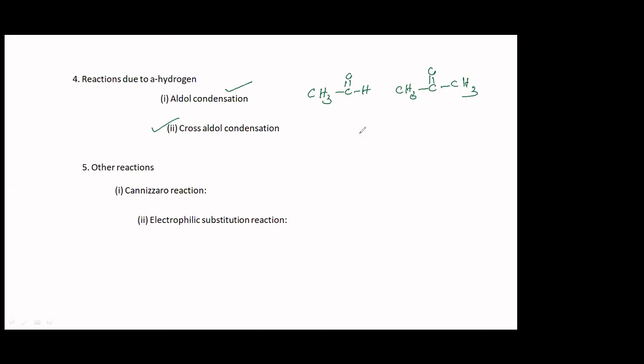If I give you the options 1, 2, 3, and 4: how many different products are formed when these two undergo cross aldol condensation, when they react with OH minus? 4 different products, isn't it? This will give its own condensation product. This will give its own condensation product. These two will give, in one compound, this will act as an electrophile and this will act as a nucleophile. In the other one, this will act as an electrophile. 4 different products are formed.